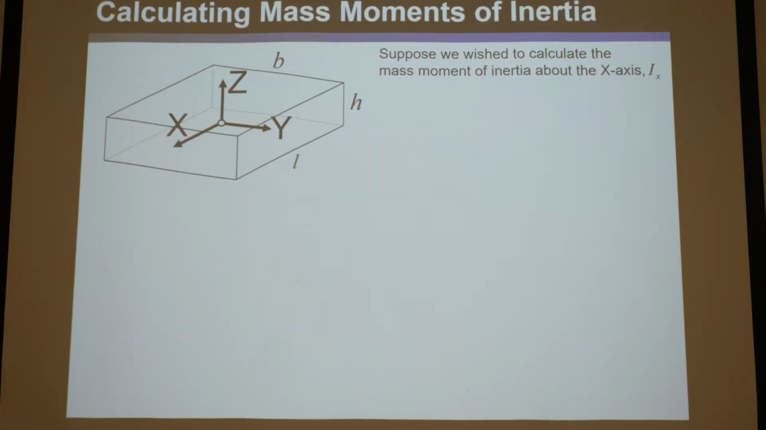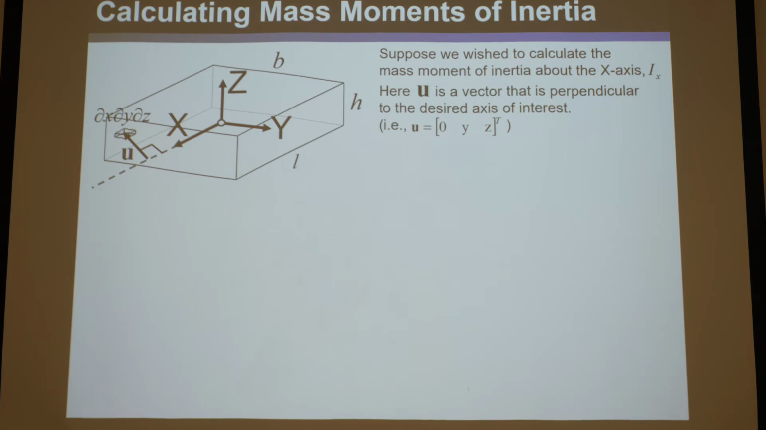Well, here's what you learned in high school. Say you have a stage, a rectangular prism, and you have x, y, and z coordinate systems in the center of it. Say you want to find the mass moment of inertia about the axis that is parallel to x and is collinear with the x-axis here. Say you're rotating around the x-axis.